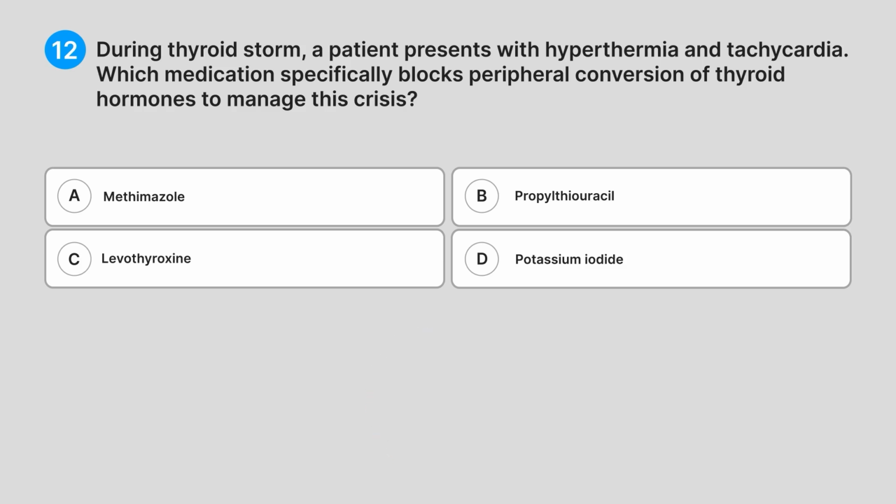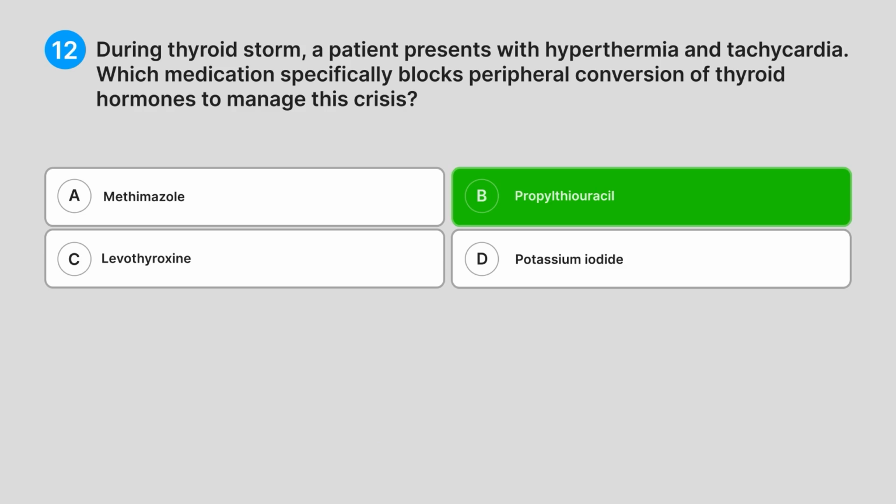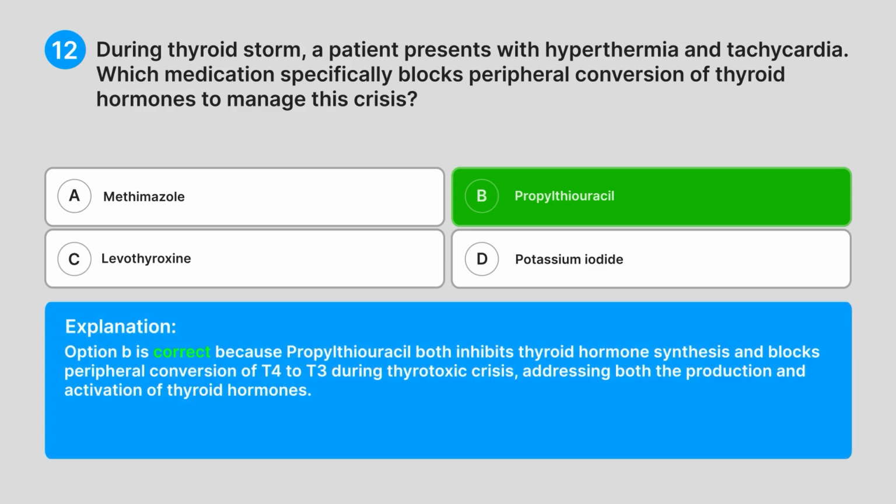Correct answer, B. Propylthiouracil. Explanation, option B is correct because propylthiouracil both inhibits thyroid hormone synthesis and blocks peripheral conversion of T4 to T3 during thyrotoxic crisis, addressing both the production and activation of thyroid hormones.